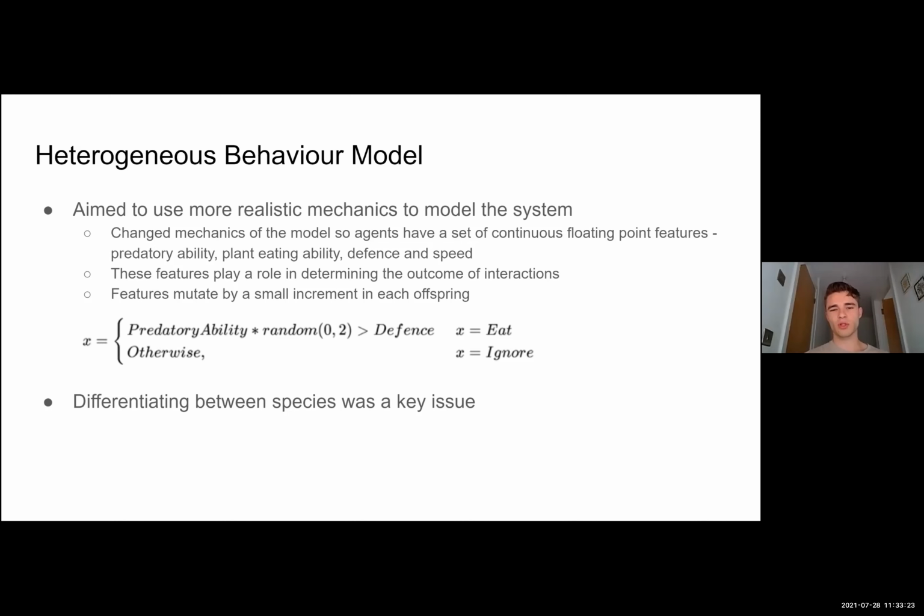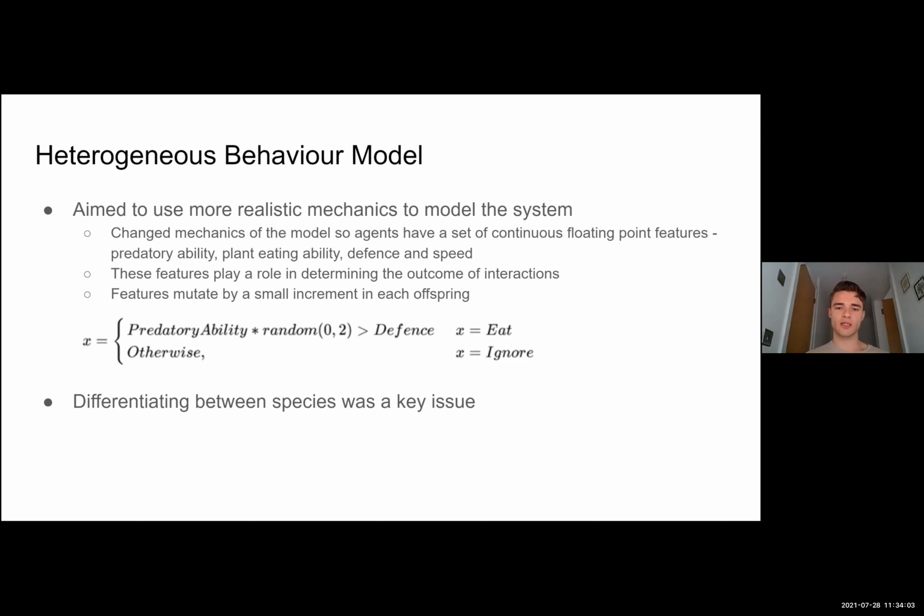And these features once again play a role in determining the outcome of agent to agent or agent to environment interactions. One example of this is this decision operation I've included here, which says that if the predatory ability of a predator agent multiplied by some random modifier is greater than the defense of a prey agent, then it means that the predator agent can eat the prey agent and gain its resources. And if this isn't true, then the interaction will not occur and it will just be ignored.